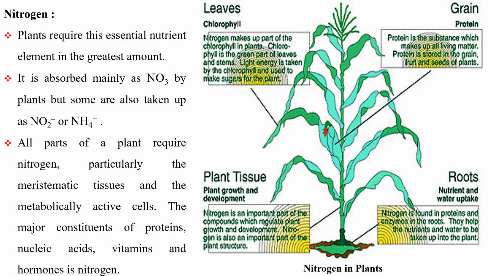Nitrogen. Plants require this essential nutrient element in the greatest amount. It is absorbed mainly as nitrates by plants, but some is also taken up as nitrite ion or ammonium ion. All parts of the plant require nitrogen, particularly the meristematic tissues and the metabolically active cells. The major constituents of proteins, nucleic acids, vitamins, and hormones is nitrogen.